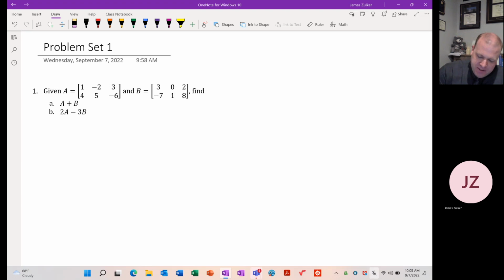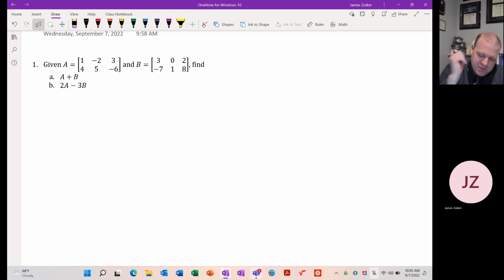So the first problem we see, we're asked to do a plus b and then 2a minus 3b. So this introduces two matrix operations, specifically matrix addition and scalar multiplication.